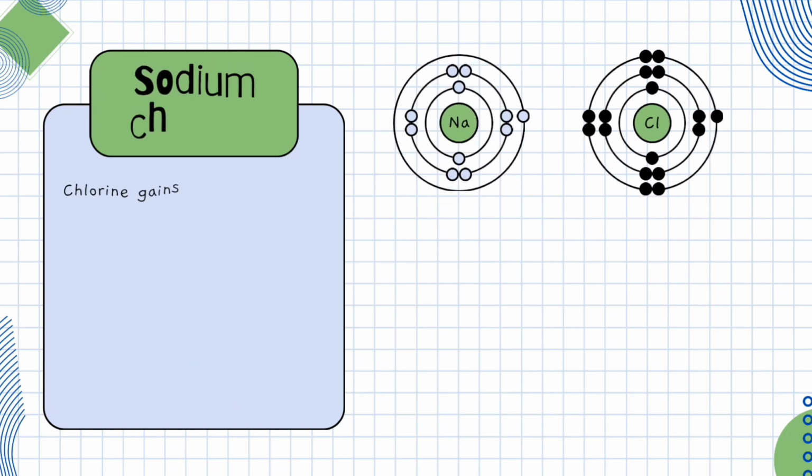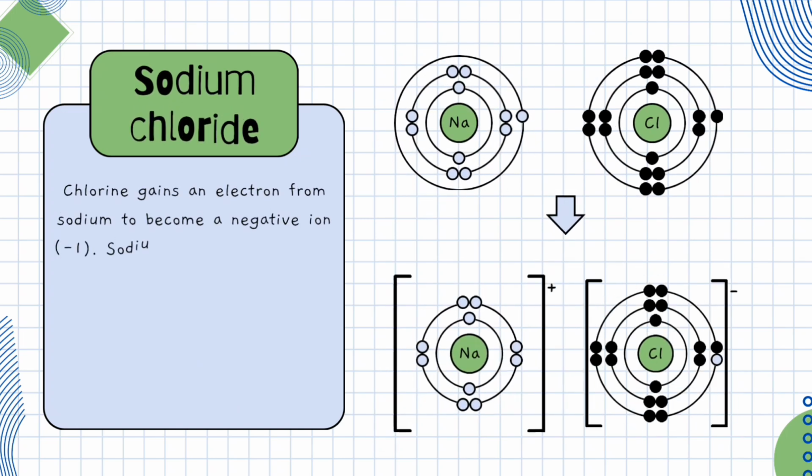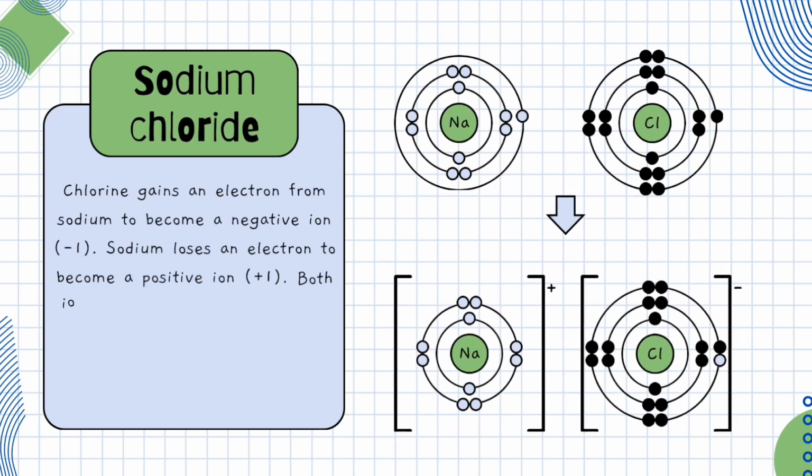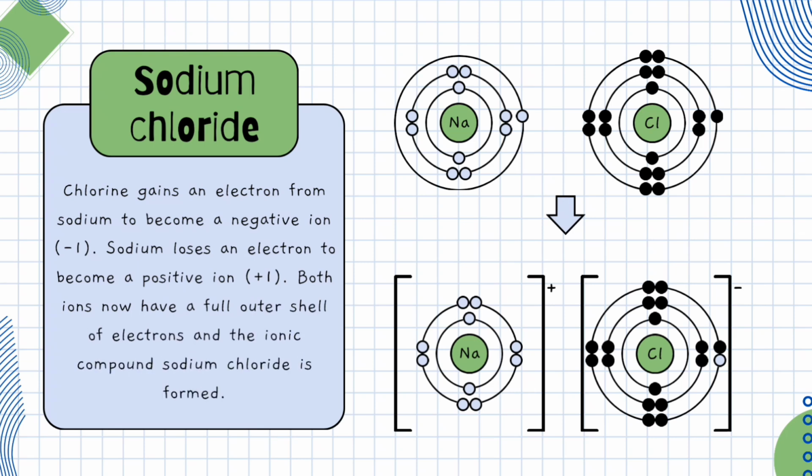Now we will study the compound sodium chloride. Chlorine gains an electron from sodium to become a negative ion, 1-. Sodium loses an electron to become a positive ion, 1+. Both ions now have a full outer shell of electrons and the ionic compound sodium chloride is formed.